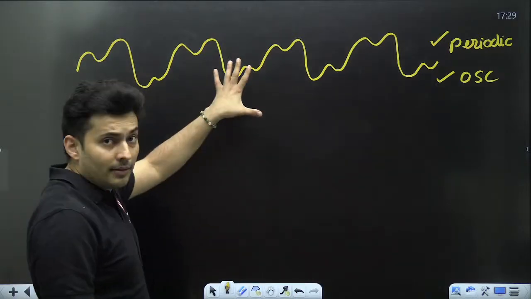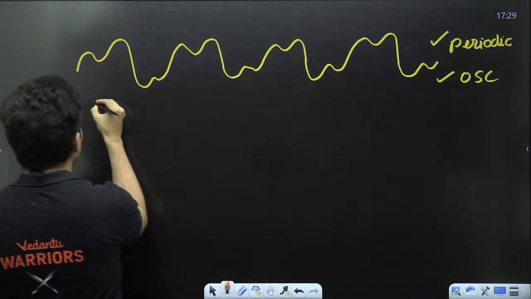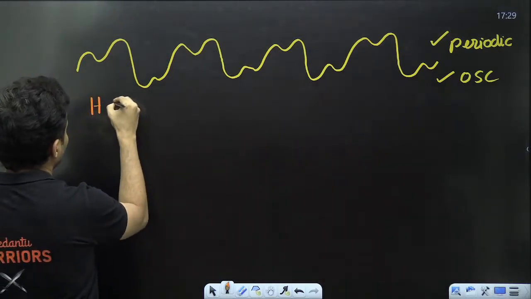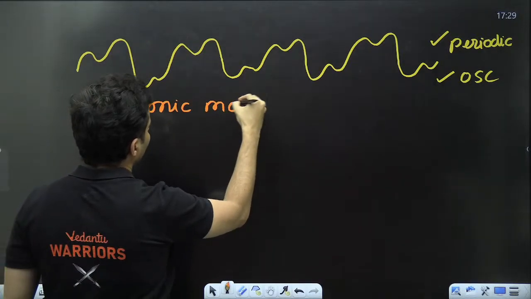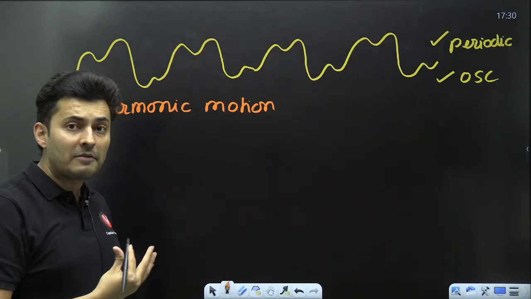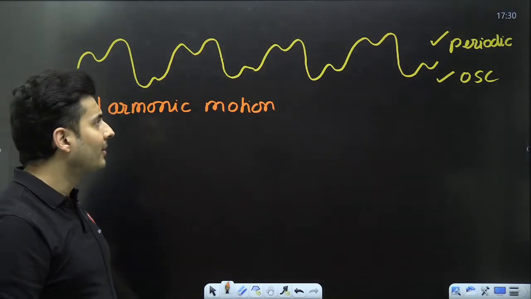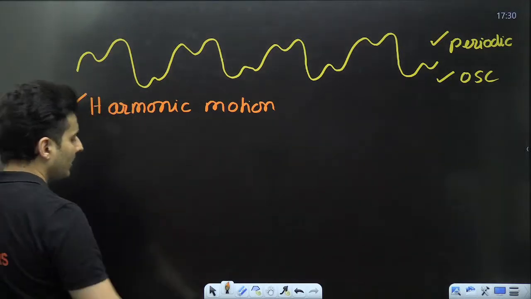This graph or this motion is then called, simply put, harmonic motion. The graph will be called a harmonic graph. It is periodic, it is oscillating. Very good. So that is harmonic.